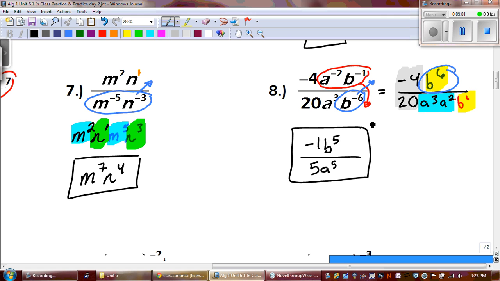And remember, you don't have to have that 1 there. Since it's just a 1, you can have it there or you don't. It really doesn't matter.